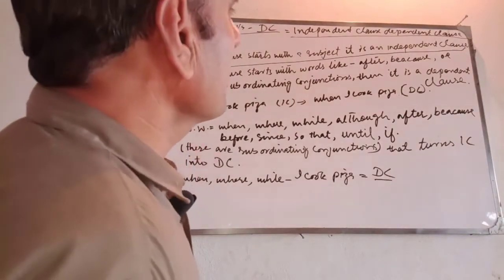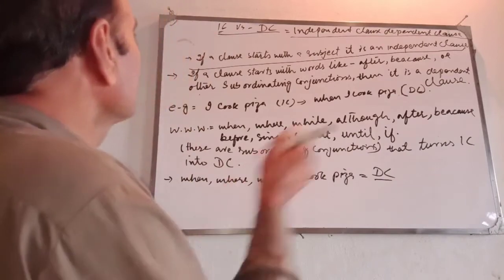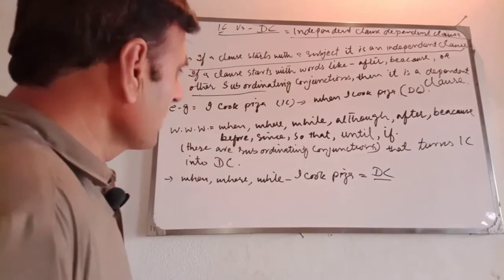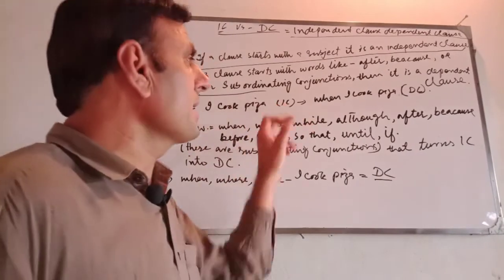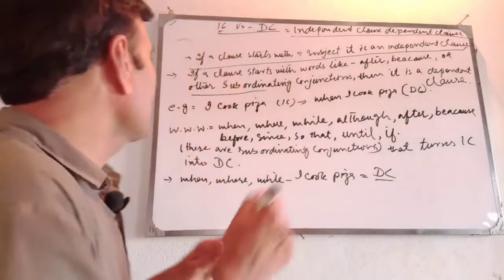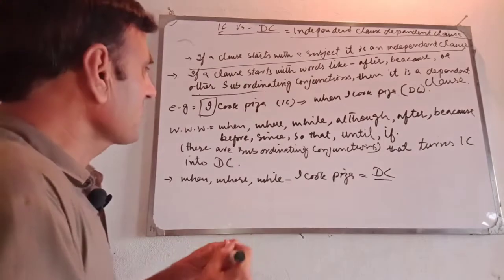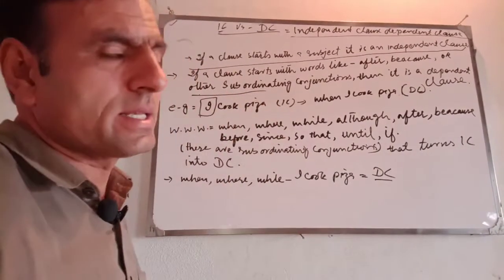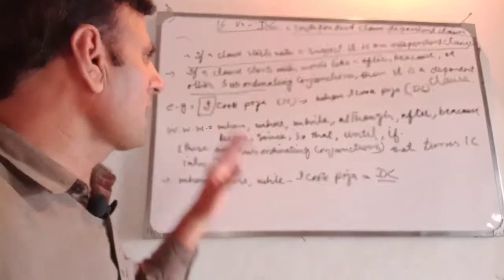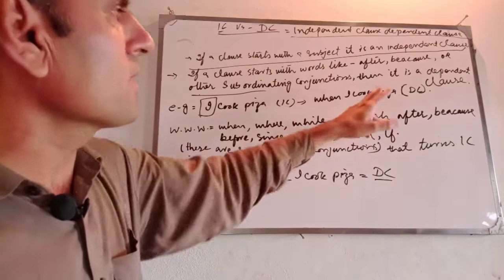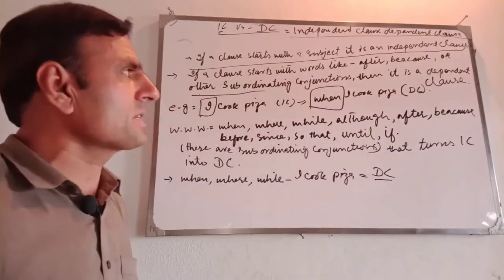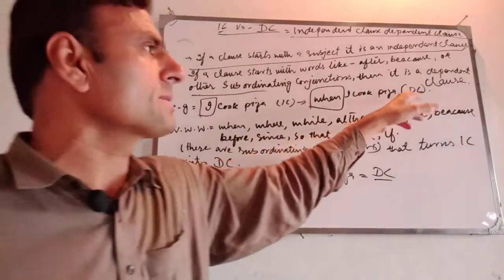For example, now we see here some examples. Here, I cook pizza. Now, I cook pizza is an independent clause, because I is a subject and the clause starts with a subject. So it's an independent clause. As I told you, if a clause starts with a subject, that's an independent clause. When I cook pizza: now I put here a subordinating conjunction. There is "when" at the start of the clause, so this clause becomes a dependent clause.